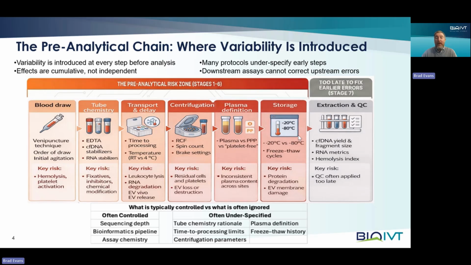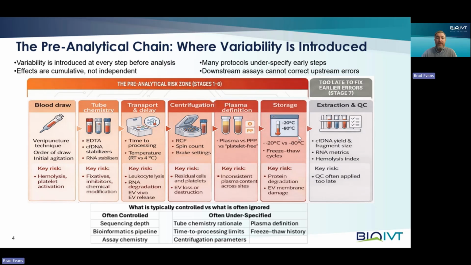After that comes plasma definition. Whether a site uses single-spun plasma, platelet-poor plasma, or platelet-free plasma means they are working with different biological materials, even if they all label it plasma. This is a major but often under-recognized source of cross-site variability.